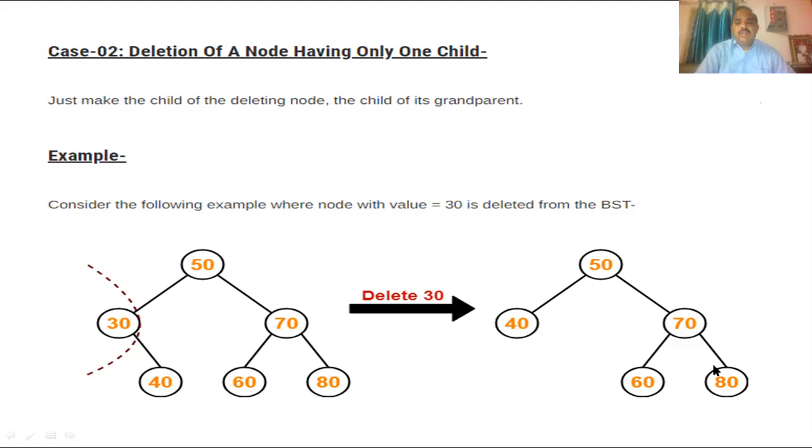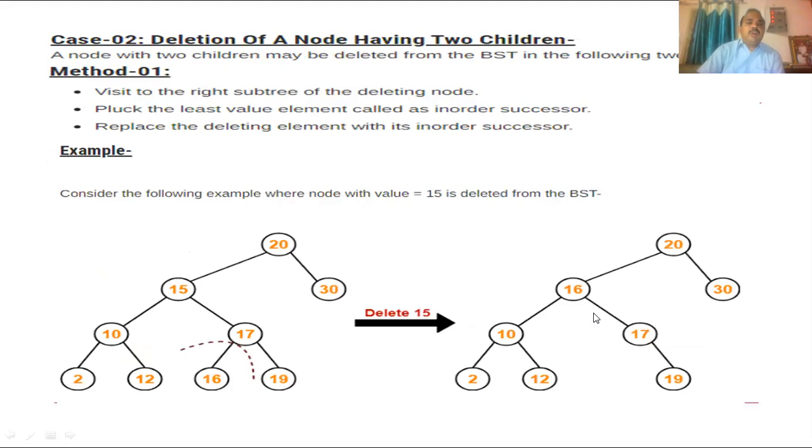This is the first case. Second case: simply remove the parent node, then this is connected to the left subtree of the 50 root node. So this is the final resultant tree. Clear? Now the third one, deletion of a node having two children.